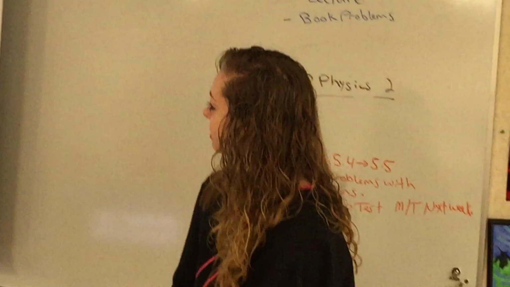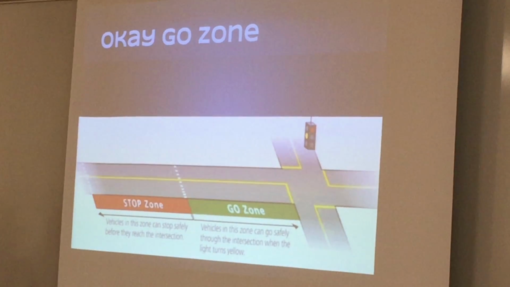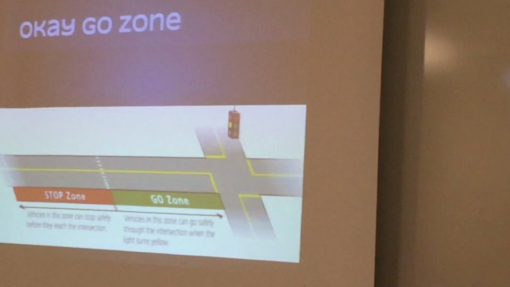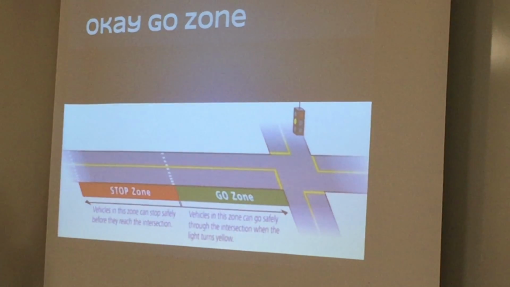And then this is the stop zone and the go zone. As you can see, in the go zone you're closer to the yellow light, so you have enough time to actually get to the intersection. In the stop zone, you will not have enough time to get to the intersection.